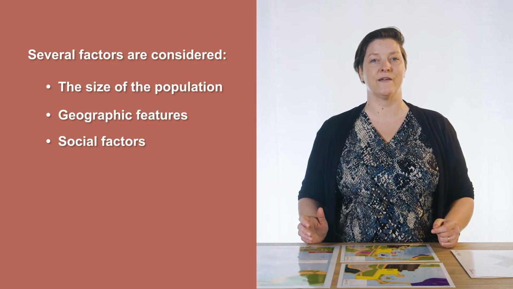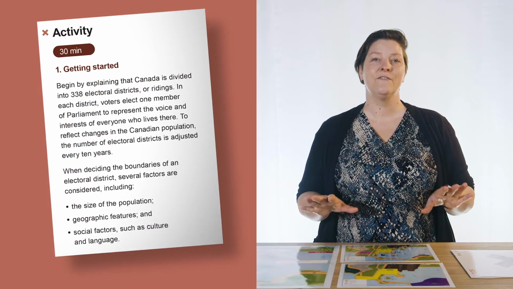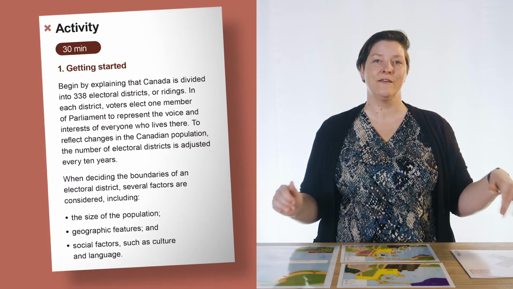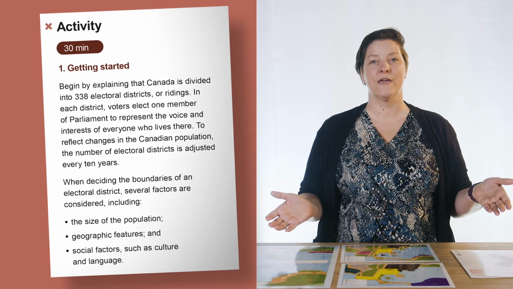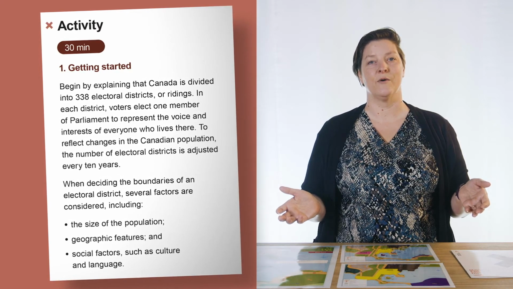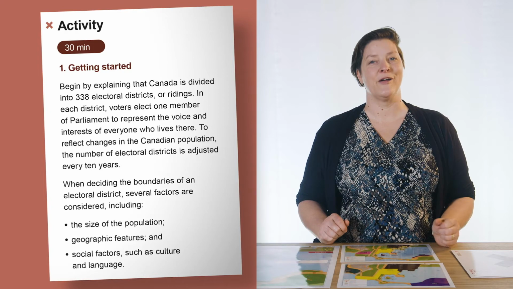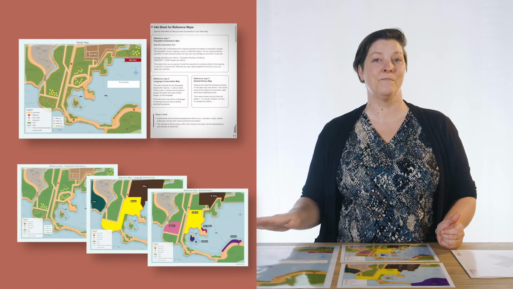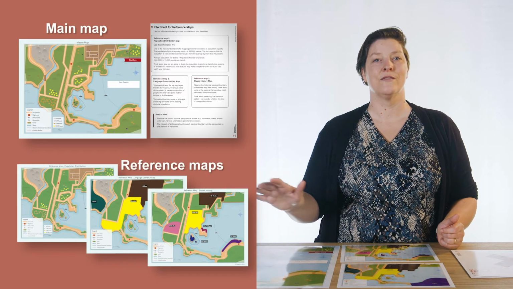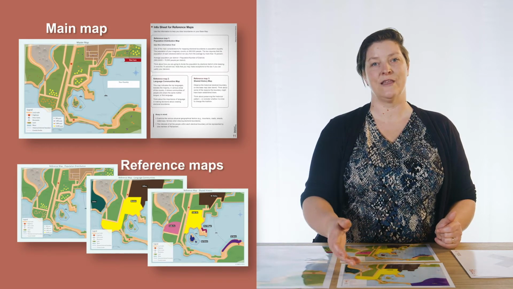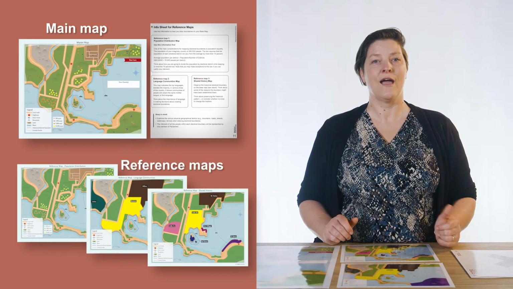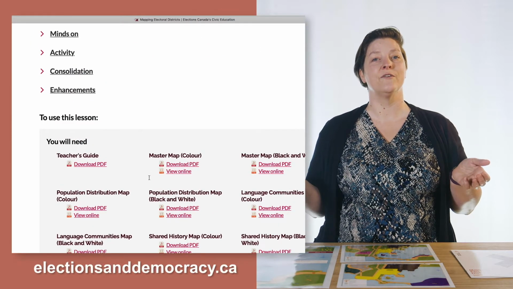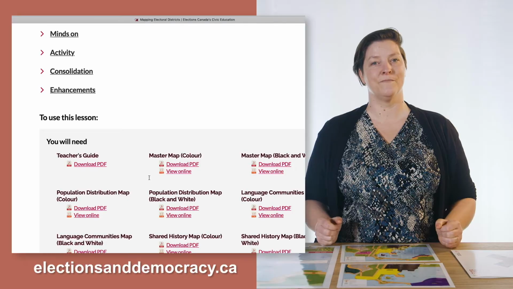about the real process. Start the activity phase of the lesson by dividing your class into small groups and giving out the maps and info sheet. When you order the kit, you'll get enough for 1 classroom working in small groups. You will need to supply your own dry erase markers. Here are the materials for each group: main map, 3 reference maps, population, language, and shared history, and the info sheet. Everything is also available to download and print from our website.